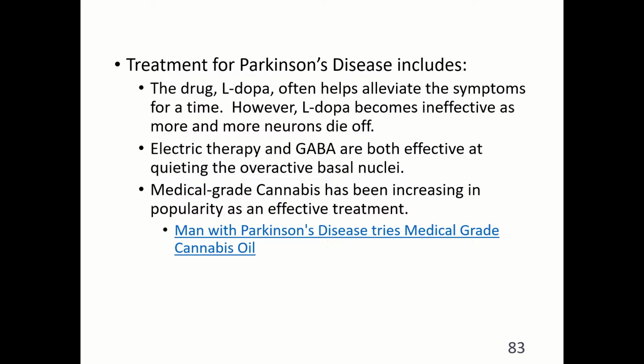with limited mobility. Treatment for Parkinson's disease includes the drug L-DOPA, which often helps alleviate the symptoms for a time. However, L-DOPA becomes ineffective as more and more neurons die off. Electric therapy and GABA, which is a neurotransmitter, are both effective at quieting the overactive basal nuclei.